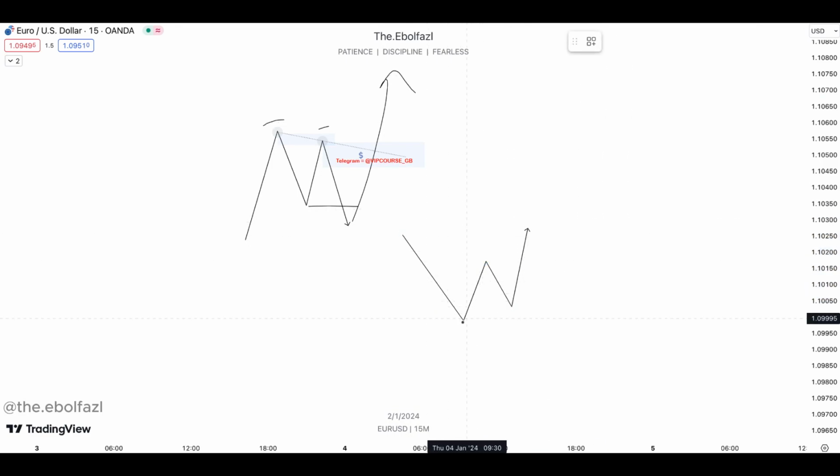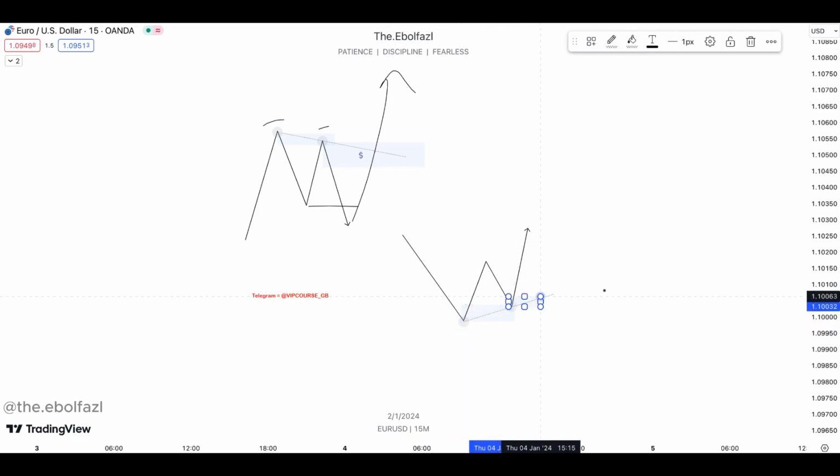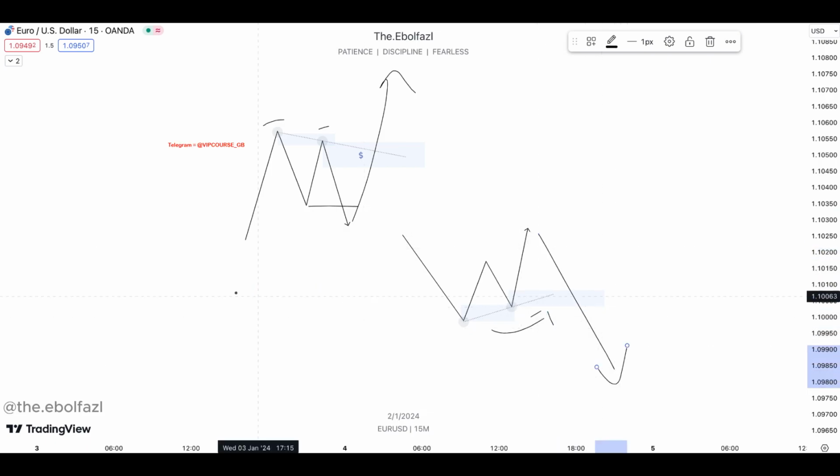The first thing we're going to see is the trend line respect. Price tapped into this trend line and respected it. Then mitigation: let's say we have an order block here. Now the money is stuck here. And guess what? Price is going to take it up.